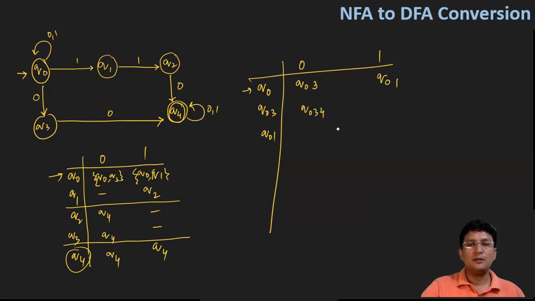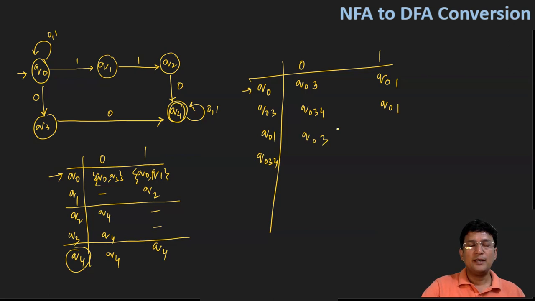Q03 on getting a symbol 1: Q0 goes to Q0, Q1, and Q3 with 1 is undefined. So it will remain at Q0, 1. So the new state that I've formed here is Q0, 3, 4. Now Q0, 1. Q0 on 0 goes to Q0, Q3, and Q1 on 0 is undefined. So this remains at Q0, 3 state.